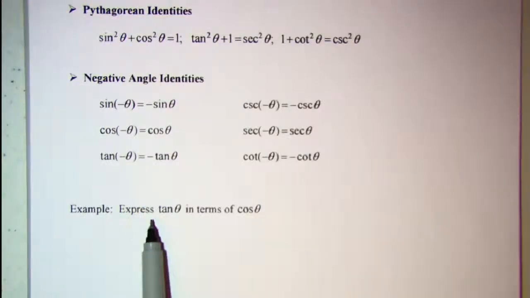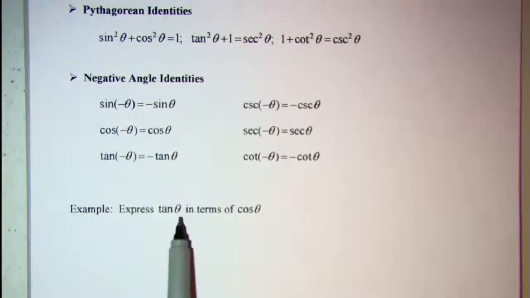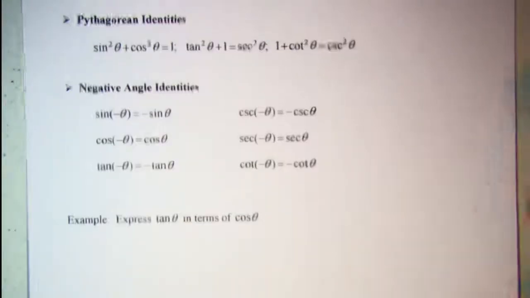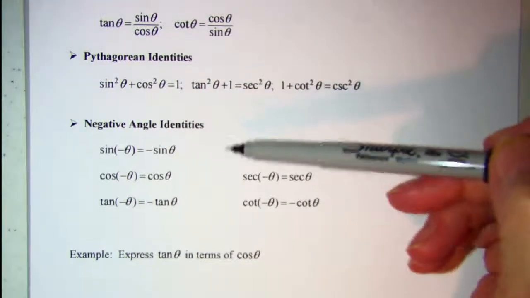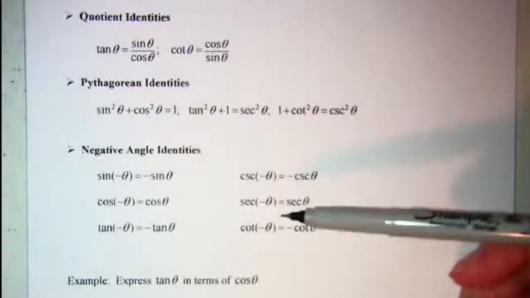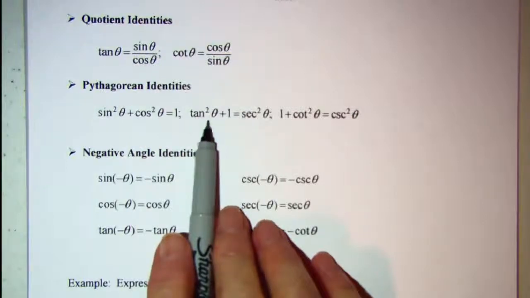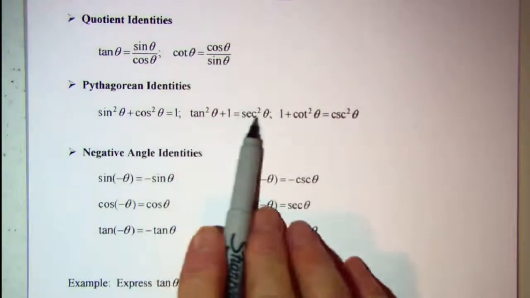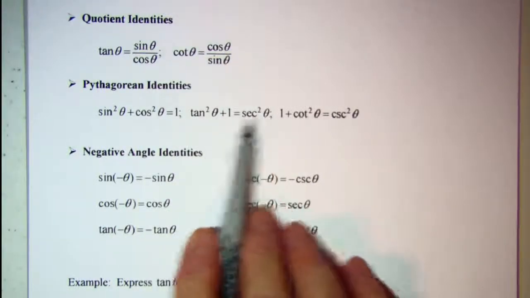Our first example, we're asked to express tangent theta in terms of cosine theta. So we need an identity that relates tangent and cosine. We can see that the negative angle identities just relate to themselves. Here we have a tangent and a secant in an identity, and we know that secant is the reciprocal of cosine, so this may work.